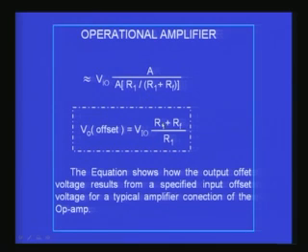So, VIO into 1 plus RF by R1 is the output offset voltage. This equation gives you a method of measuring or calculating the output offset voltage for a given configuration. In this configuration, it is a non-inverting configuration. Therefore, 1 plus RF by R1 is the gain of the amplifier, we all know, and that is what I have written here. R1 plus RF by R1 is nothing but 1 plus RF by R1. So, you multiply the input offset voltage by the gain, that is what you get as the output offset voltage.